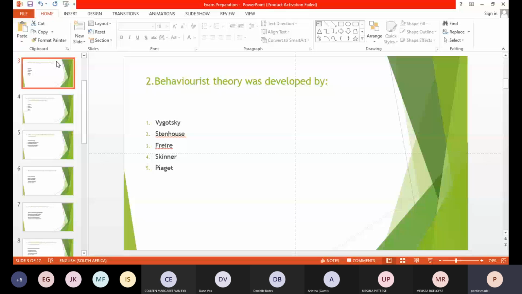Yes, and this is the most common theory teachers make use of in the classroom, because this tool allows you to practice behavior management in your classroom. All right, so it is Skinner, and Skinner made use of rewards to reward learners or students. So that is the theorist that came up with the behaviorist theory.